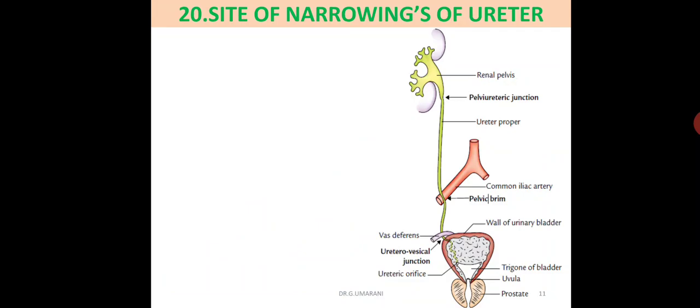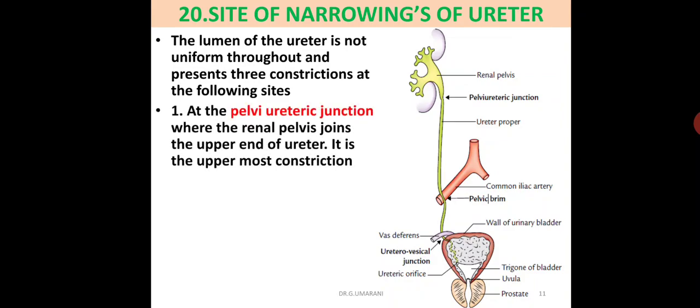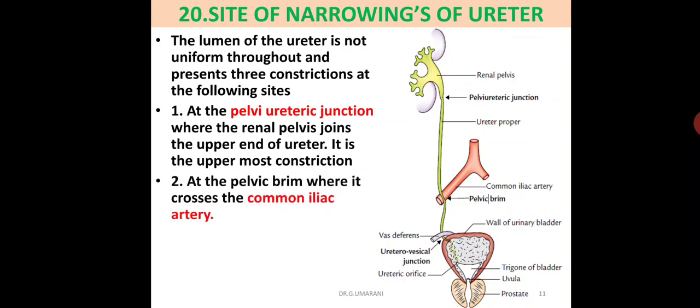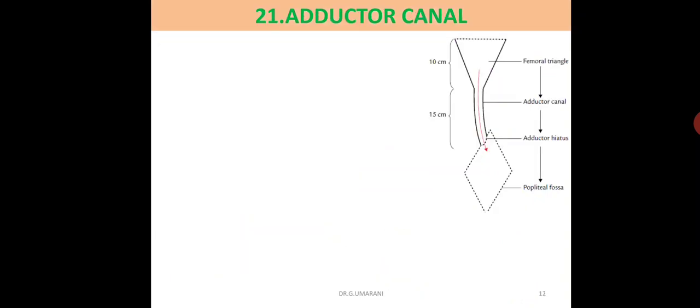So next question, sites of narrowing of the ureter. The lumen of the ureter is not uniform throughout and it presents 3 constrictions. One is at the pelviureteric junction, where the renal pelvis joins the upper end of the ureter. The second constriction is at the pelvic brim, where it crosses the common iliac artery. Third, narrowing at the ureterovesical junction, where the ureter enters into the bladder.